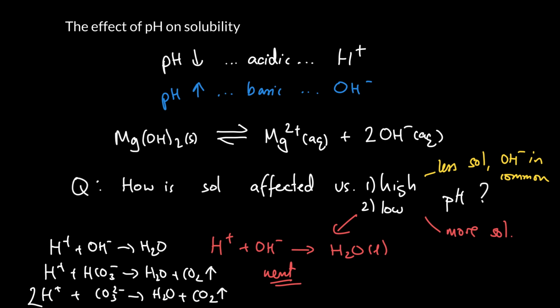So anytime you've got either hydroxide, bicarbonate, or carbonate in a low pH solution, the H plus ions can react and remove these ions. And if it's on the right-hand side of a solubility expression, if you lower the right-hand side concentration, it will cause a shift from left to right to push more of it over and make more of it dissolve. So solubilities tend to increase.